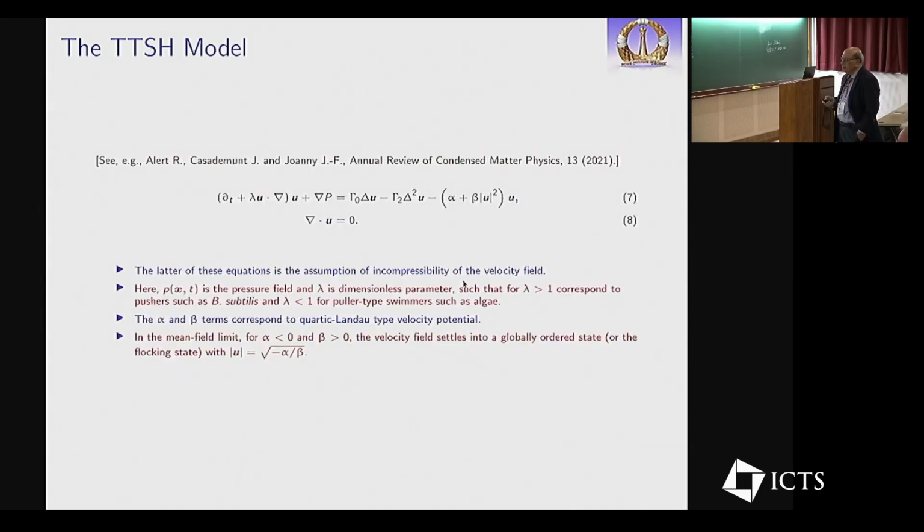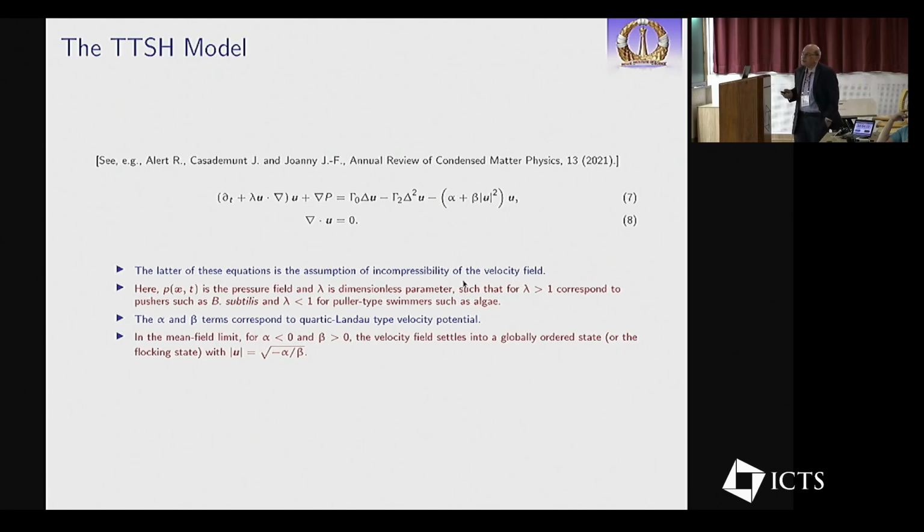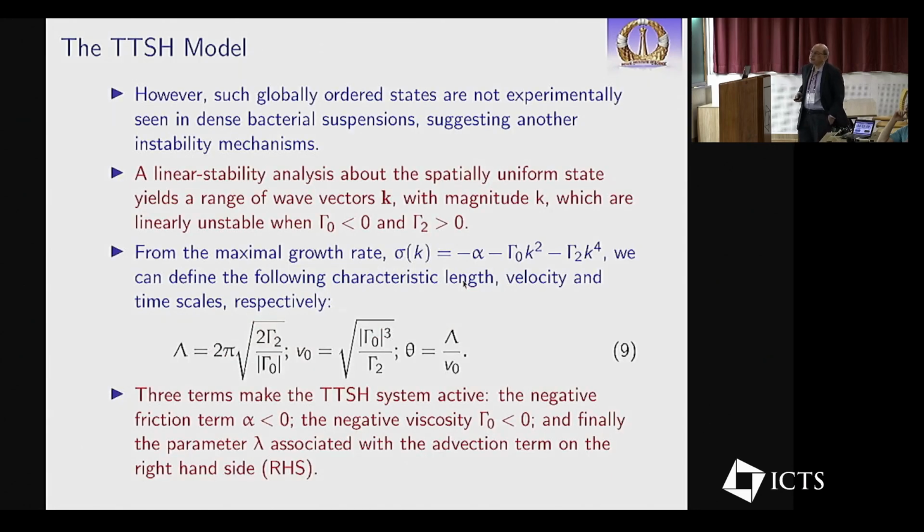Okay, so this is the thing, sort of like Navier-Stokes, but with a coefficient lambda here in the advective term, a gamma naught and a gamma 2. So this would be conventional viscosity, but it has the wrong sign, and this is the fourth order gradient which stabilizes it, sort of like in the Kuramoto-Sivashinsky model. And this is the Toner-Tu nonlinearity, which in the mean field limit could give you a state with some mean velocity square root of minus alpha over beta. But that's never observed really, at least in 2D, all right? And you get a complicated state, which is turbulent.